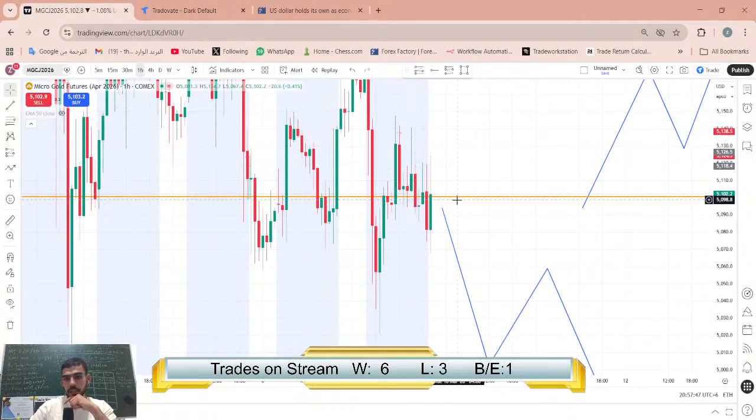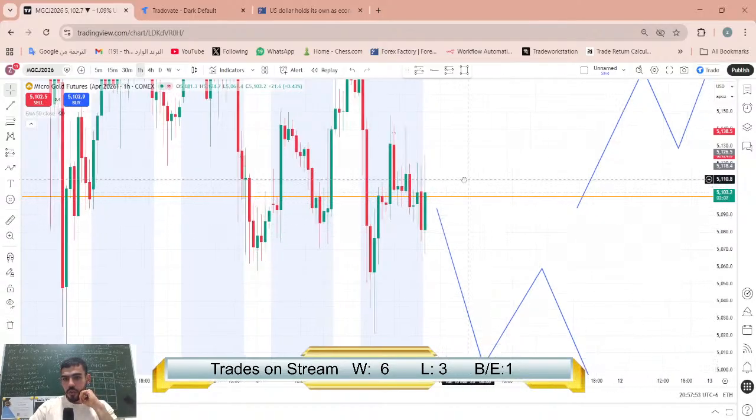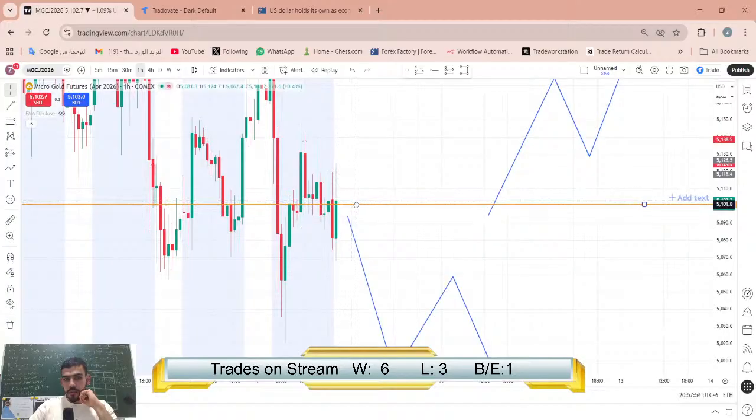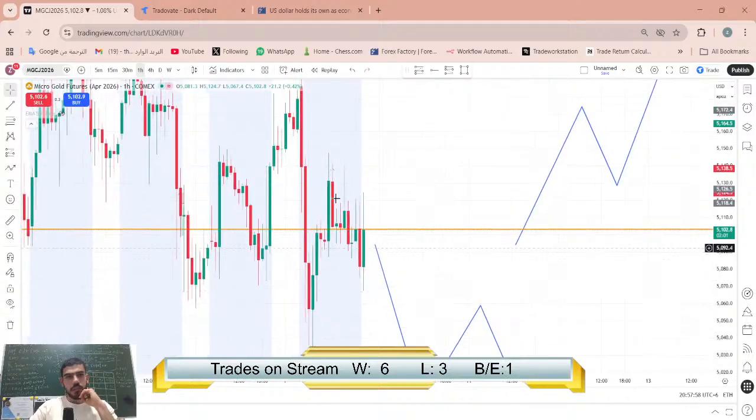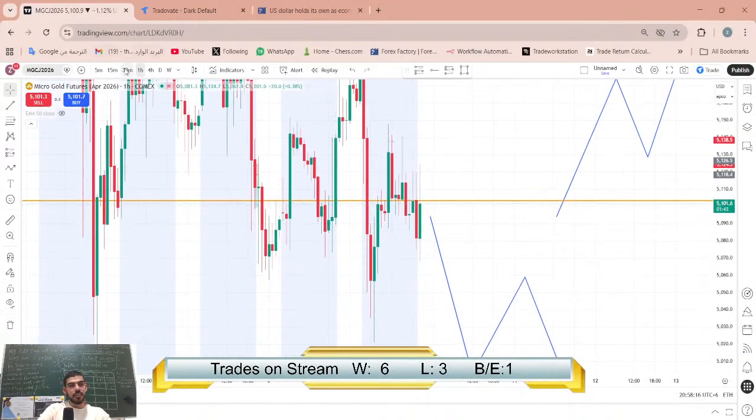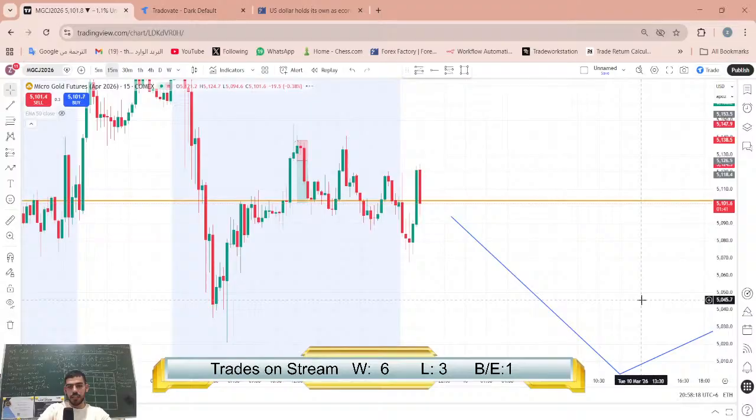Look at this closure. I believe it's going to be a really nice closure. If the 1 hour could close above here, we are going to go up. If not, then we are probably going to go down. All right, let me check. Most people are voting down. There is a very high chance, my friend, for it to go down.